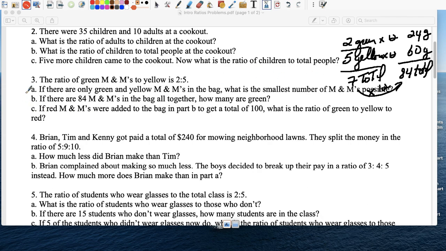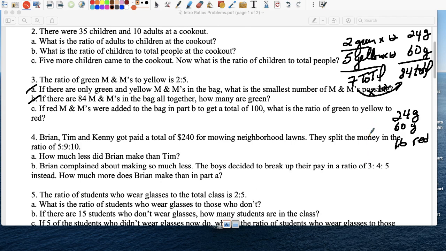Which answers B. If red M&Ms were added to the bag in part B to get the total of 100, what's the ratio of green to yellow to red? Well, if you add red, you have 84 right now, right? So we have 24 green, 60 yellow, and we're adding red to the bag, which would be 16, right?